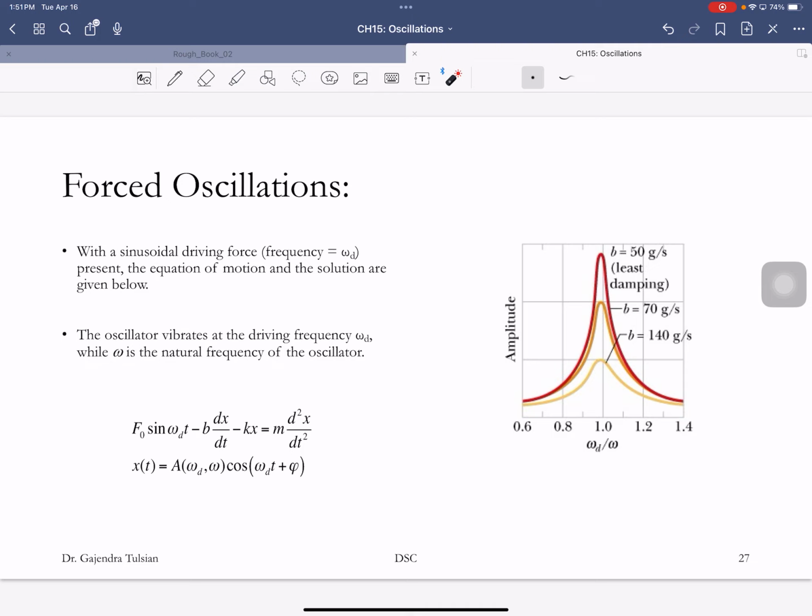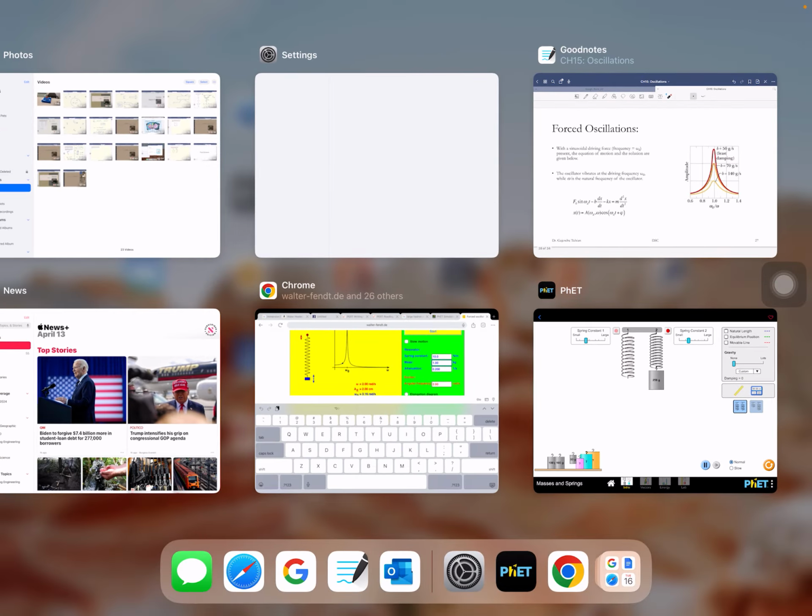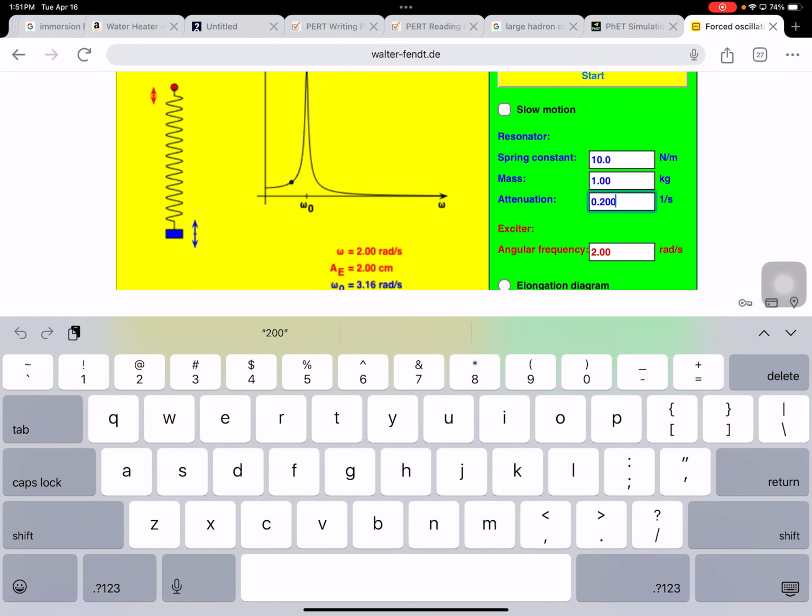Okay, so this is called resonance. When driving frequency matches the natural frequency, you can set up large amplitude oscillations. Let me show you a couple of simulations.